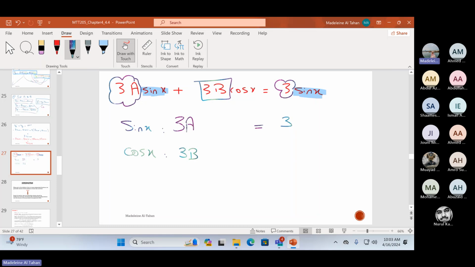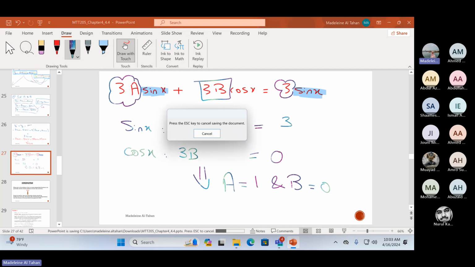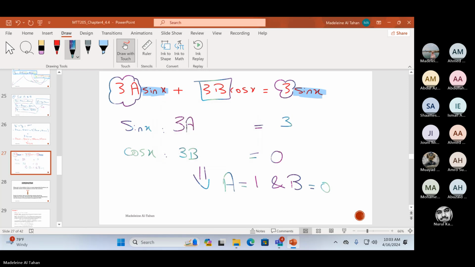Perfect. What can we deduce now? A is equal to 1 and B is equal to 0. Right, miss? 3A equals 3 means that A equals 3 over 3, which is 1. Are you okay? Is it clear, miss? Doctor, can you go back to slide 26?